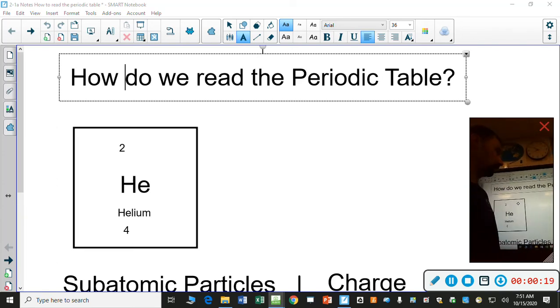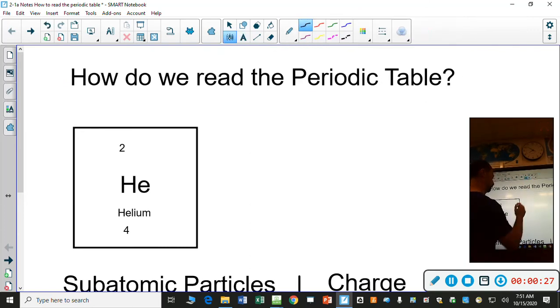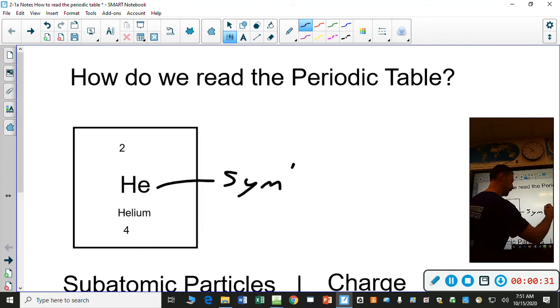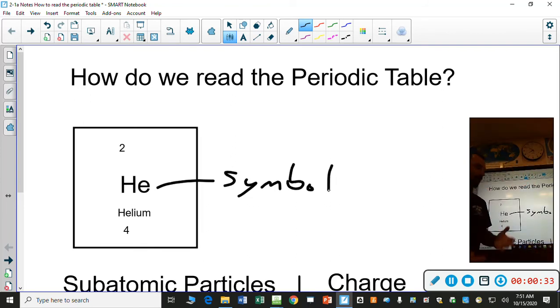All right, so we're going to look at a couple things here. So number one, how to read the block. Number one, we have the symbol. So this is the symbol. And I told you guys the symbol is either going to be a one-letter symbol, which would be an uppercase letter, or a two-letter symbol like this one for helium. It's an uppercase and a lowercase. So that's how you know you have an element, if you see that type of symbol.